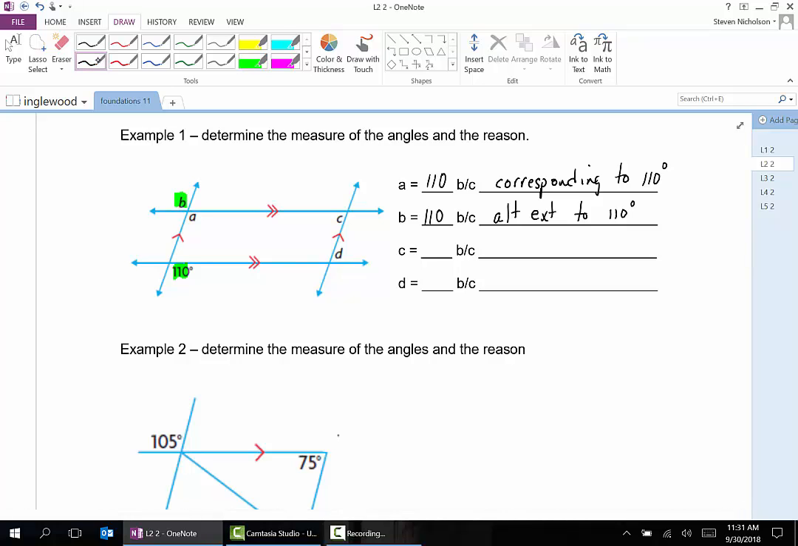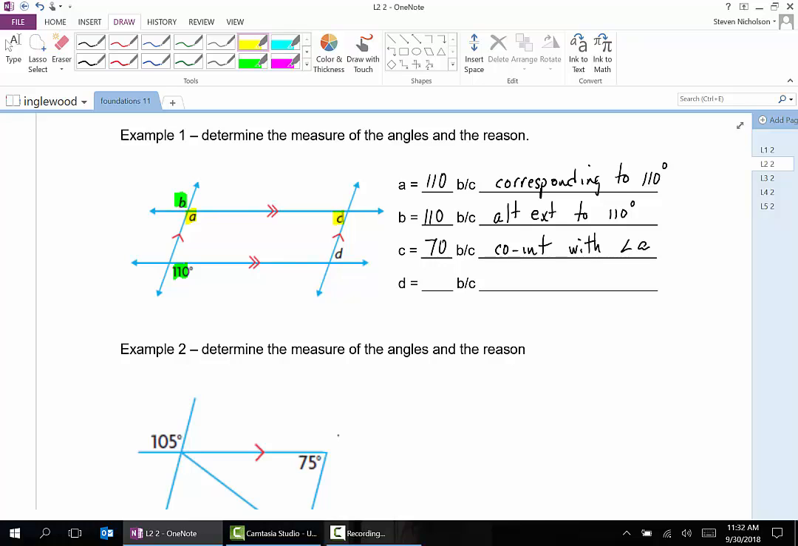Angle C is equal to 70 degrees. And the reason angle C is equal to 70 degrees is because it is co-interior with angle A. So here's our angle A, and they are both on the same side. That's the co-part, and they're inside those parallel lines. And we know they add up to 180.